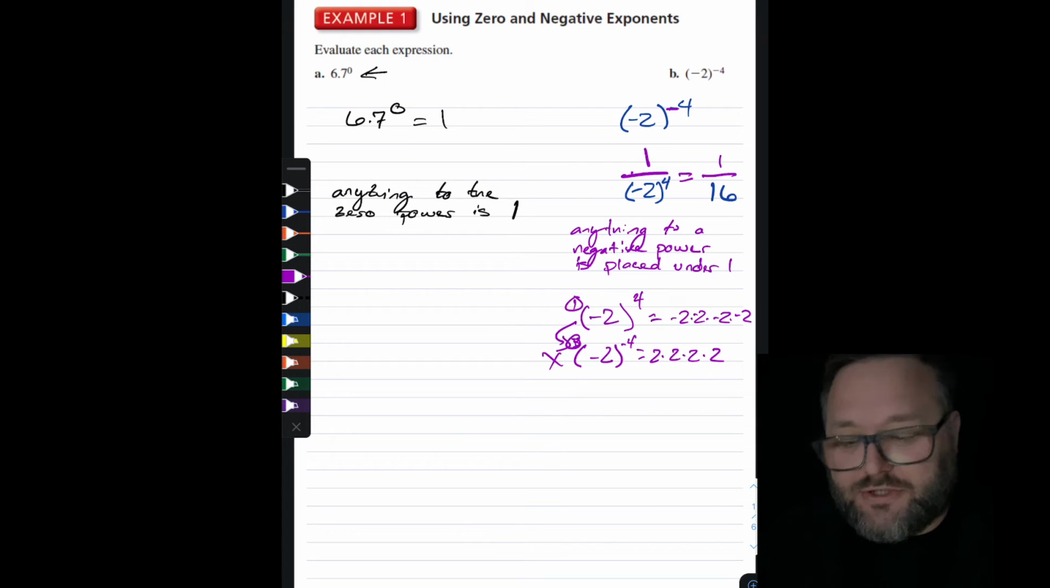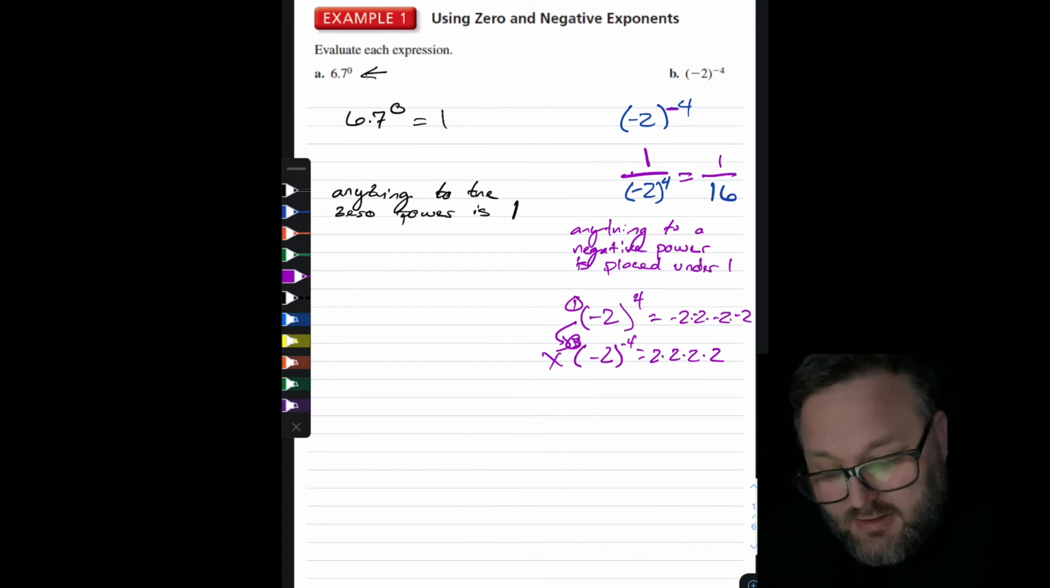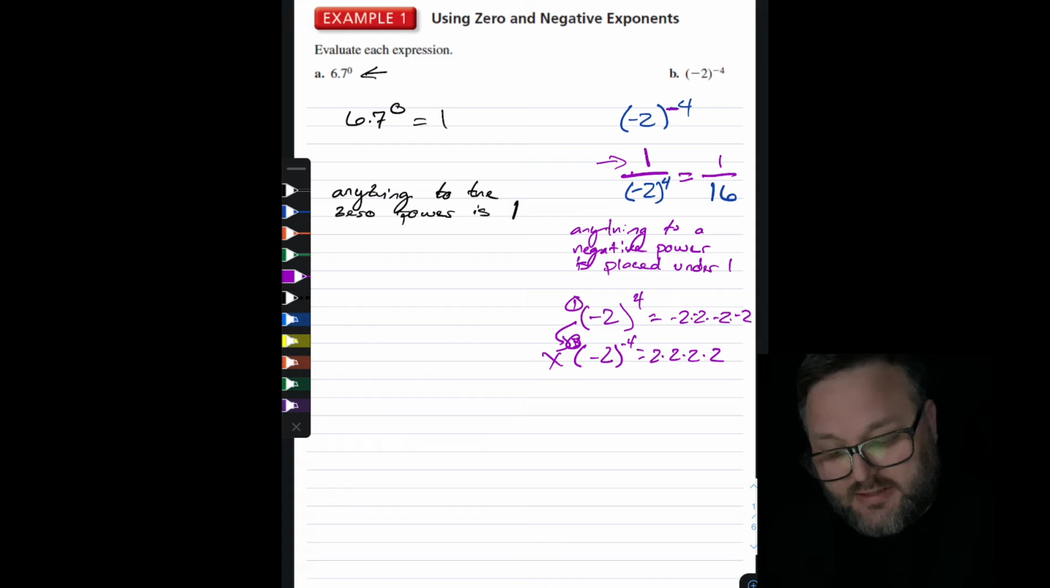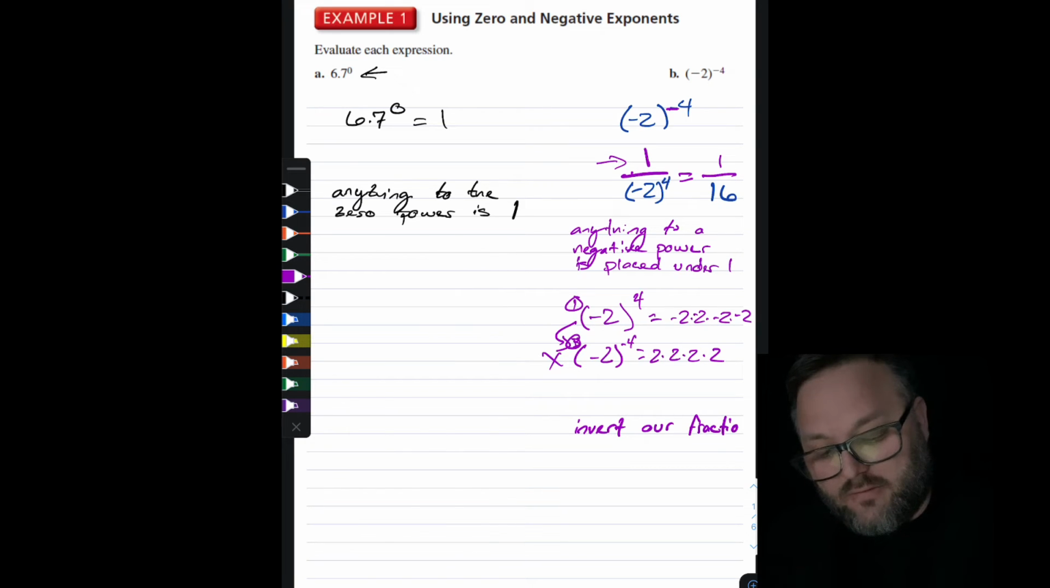All right, now that it's just us, the reason this exists, where we can just put it under 1, is what the negative is actually doing. It's telling us to invert our fraction. That's what a negative exponent actually does. So we have to think about -2 to the -4th, and think about that.